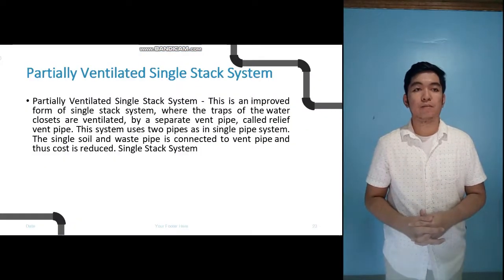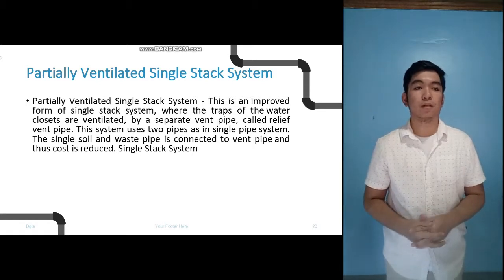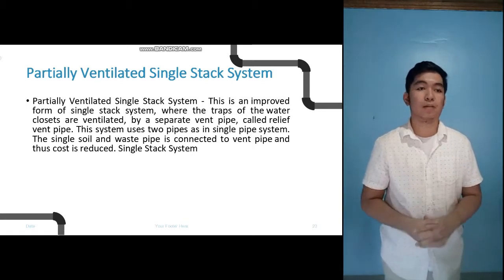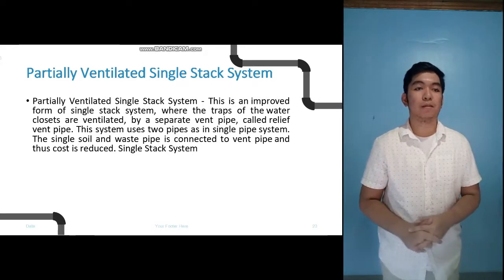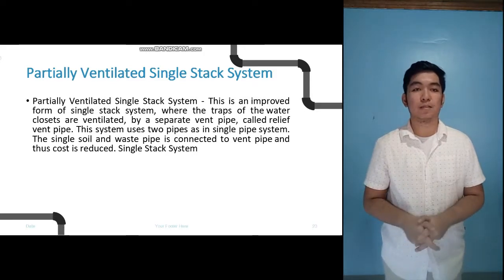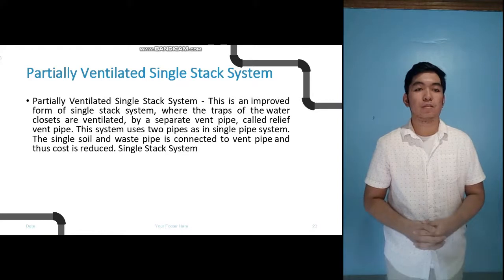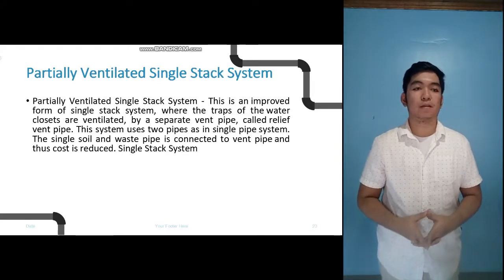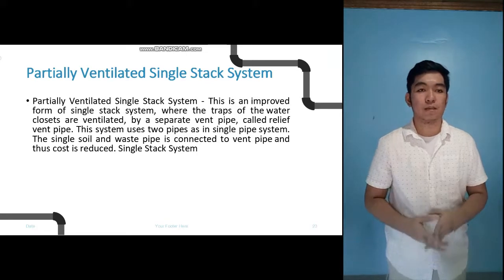Next is the partially ventilated single stack system. This is an improved form of the single stack system where the traps of the water closets are ventilated by a separate vent pipe called a relief vent pipe. This system uses two pipes. As in the single pipe system, the single soil and waste pipe is connected to a vent pipe, and thus cost is reduced.